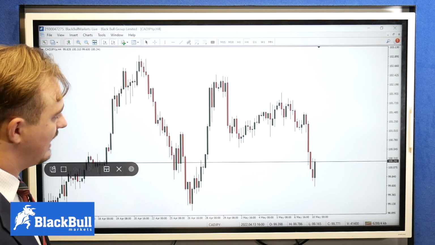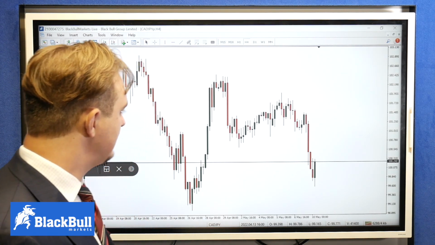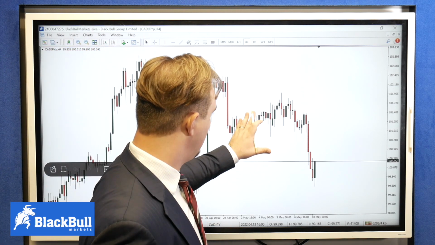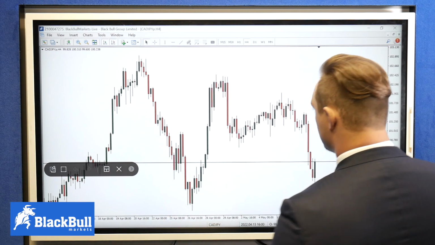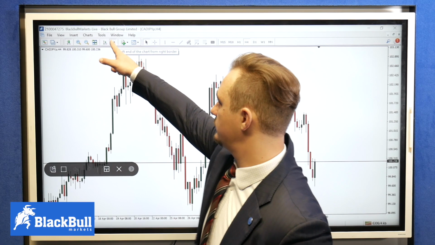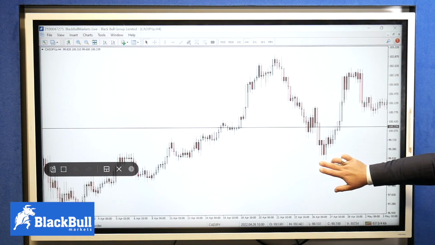So CAD/JPY, this one is very nice as well. It is a little bit of a difficult one to trade into, and we had no real rejections here. So if you guys have a look at, I'm going to cover this. Now remember, it's always easier to look at charts in hindsight. But if you want to look at them in real time, this is what we'll be seeing.